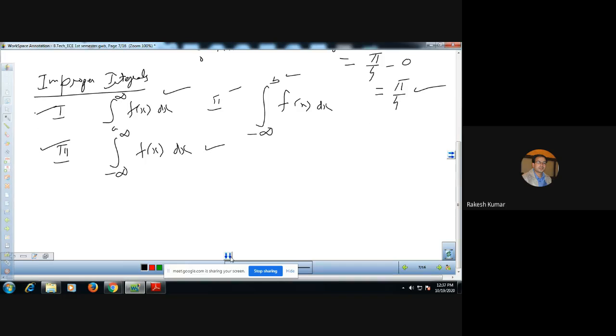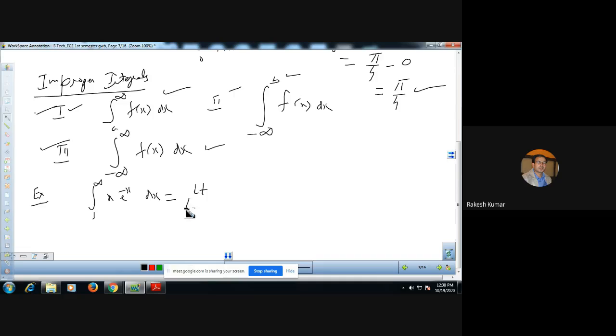We can take an example also. Suppose the question is: evaluate the integral from 1 to infinity of x e raised to power minus x dx. Obviously the upper limit is infinite. So this is the improper integral of the first kind. Now, how to find out its integration?